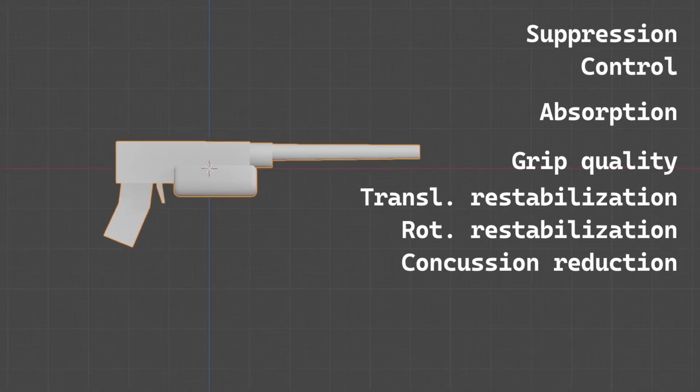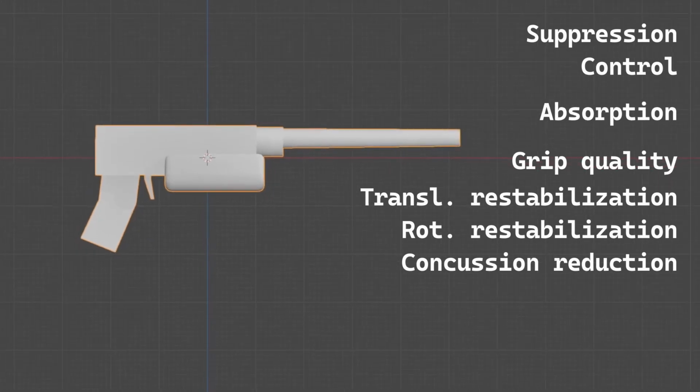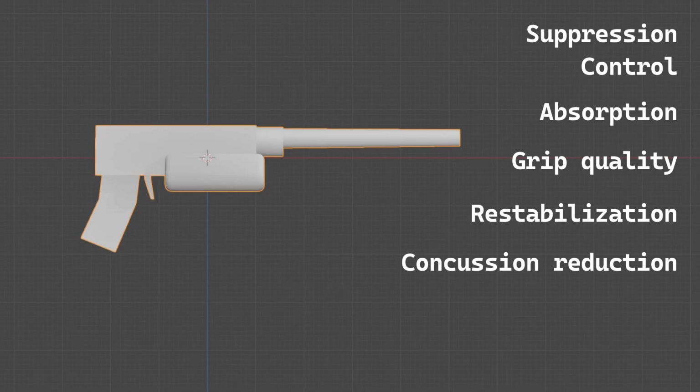For example, let's use the same term, recoil absorption, for both translational and rotational absorption. We can do the same for recoil restabilization. And just like that, we eliminated two variables from our list, while keeping all the complexity in the actual system. Now, more advanced players can of course always learn the subtleties and identify more precisely the effect of each part on the system, and they will differentiate rotational and translational properties based on the weapon part type, but this will be less overwhelming for new players and still offer plenty of complexity.